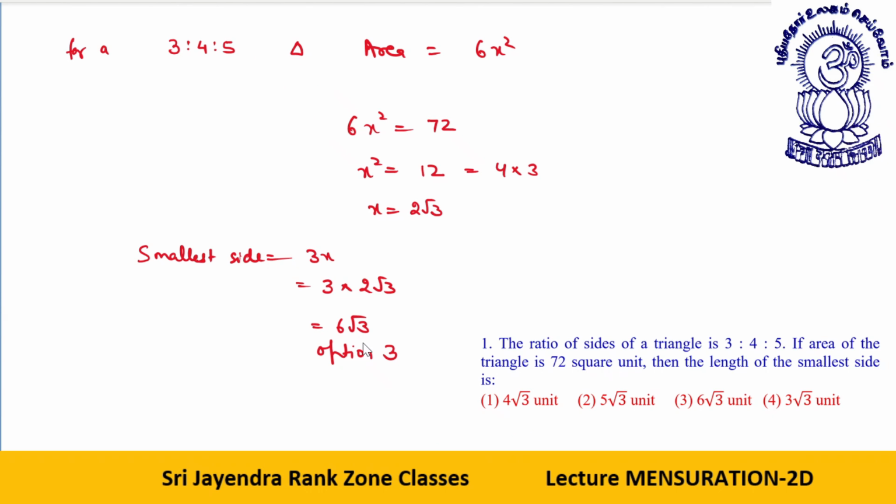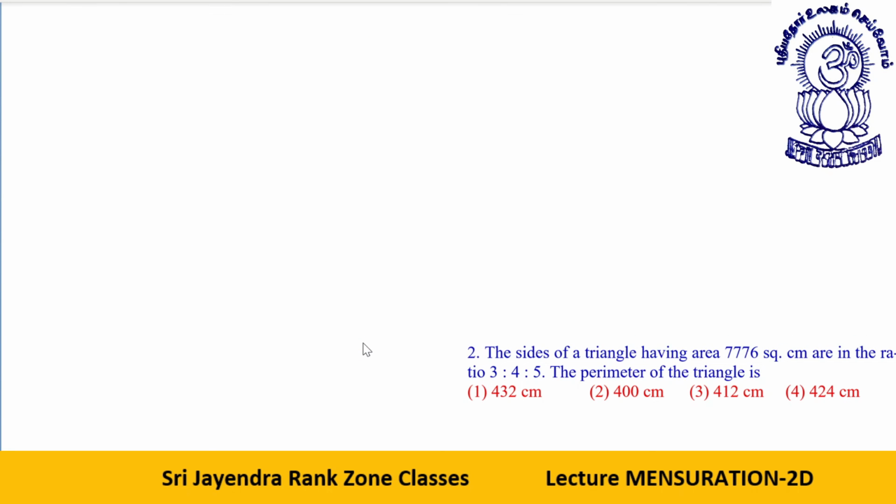As per the basics discussed, this is your answer. Next one we have is: the sides of a triangle are in the ratio 3, 4, 5, and the area is given to you as 7776. The area of a 3, 4, 5 triangle is 6x square, so 6x square is 7776. I'll tell you a logic, dear students.